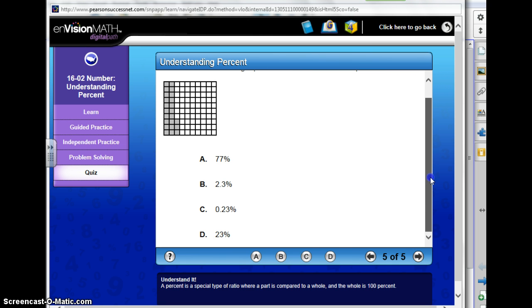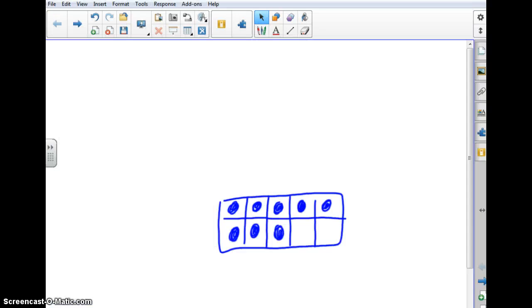Which of the following represents the shaded area as a percent? Sam? 23% shaded. Good work. Good work. Okay.